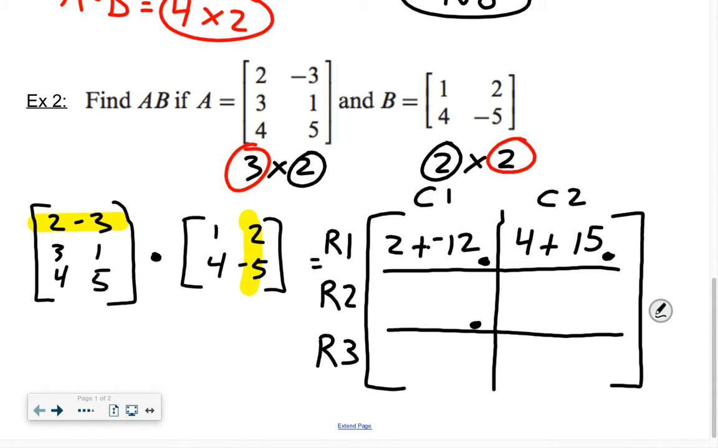What row and what column do I use here? Sydney, you said it? Row 2, column 1. So row 2, column 1. 3 times 1 is 3. 1 times 4 is 4. Let's find this one. Row 2, column 2 is where that one is located. So row 2, column 2. 3 times 2 is 6. 1 times -5 is -5. You always work from left to right, up to down when you multiply those together.